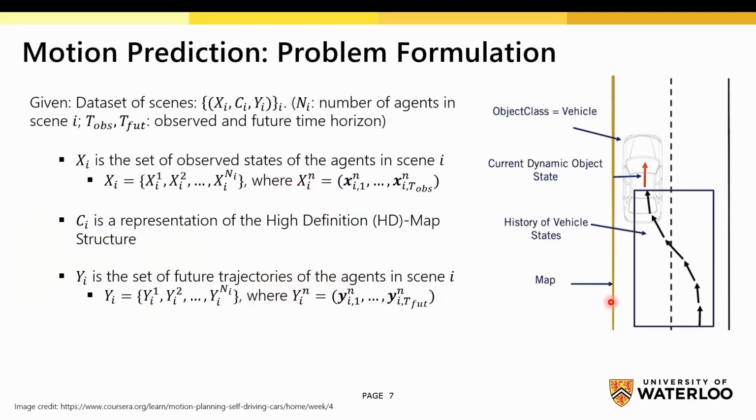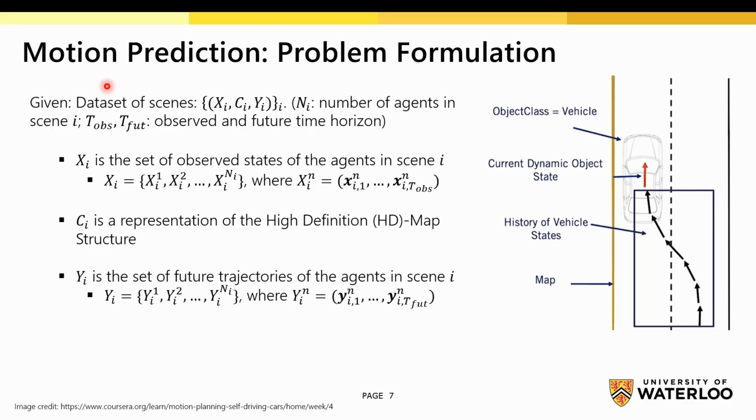Now that I have motivated the motion prediction problem, I'm going to give a formal definition of it. Typically the setup is that you're given a data set of scenes where i indexes the scene, and each scene contains three elements, x_i, c_i, and y_i. We have additional quantities here. We have n_i, which is the number of agents in scene i. T observed and T future are the observed window and the future prediction horizon, which is typically dataset specific. For motion prediction, we typically care about predicting trajectories over a short term. So T future is usually set to something between 3 to 8 seconds, with T observed usually being between 1 to 5 seconds.